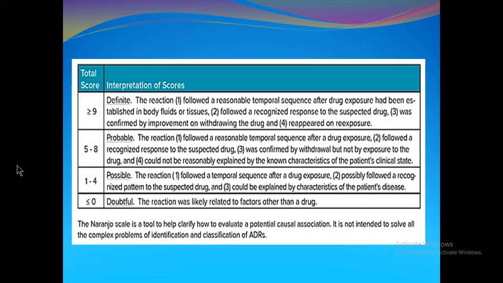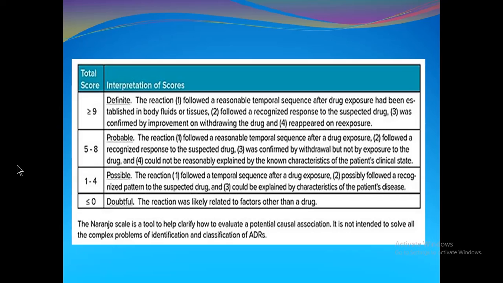When the total score is in between 5 and 8, then it is probable. The reaction followed a reasonable temporal sequence after a drug exposure. The reaction followed a recognized response to the suspected drug. The reaction was confirmed by withdrawal but not by exposure to the drug, and the reaction could not be reasonably explained by the known characteristics of the patient's clinical state.